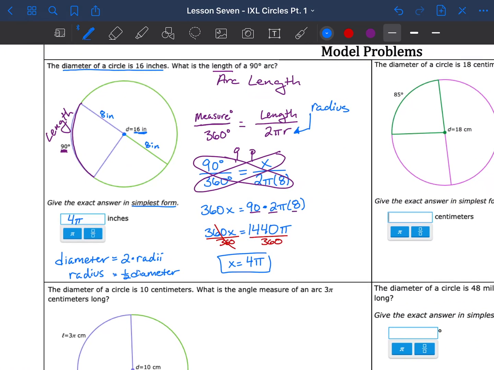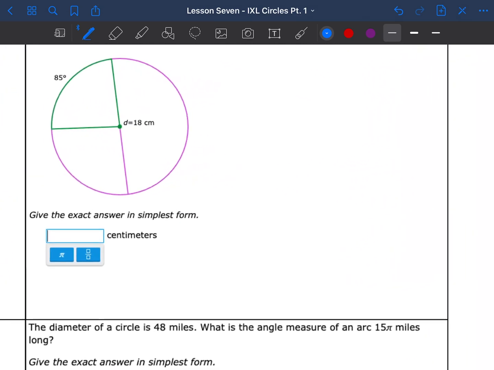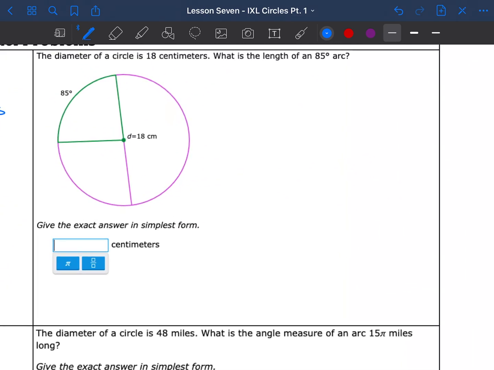All right, so that's how you find arc length when you're given the diameter and an arc measure. Let's go into another example. So here we're given the diameter, which is 18 centimeters, so it's like the last one. And the arc measure is 85 degrees. What is the length of the 85-degree arc? So again, we're looking for length.